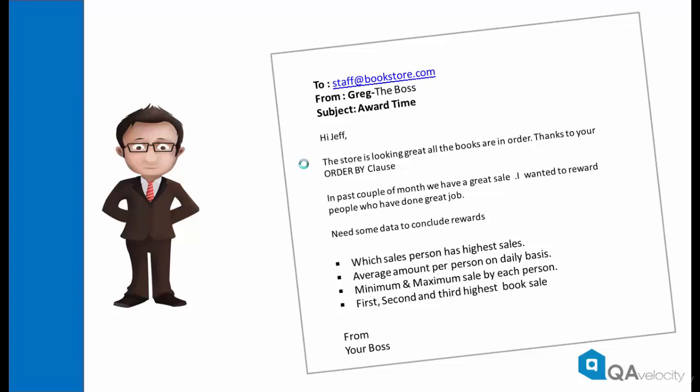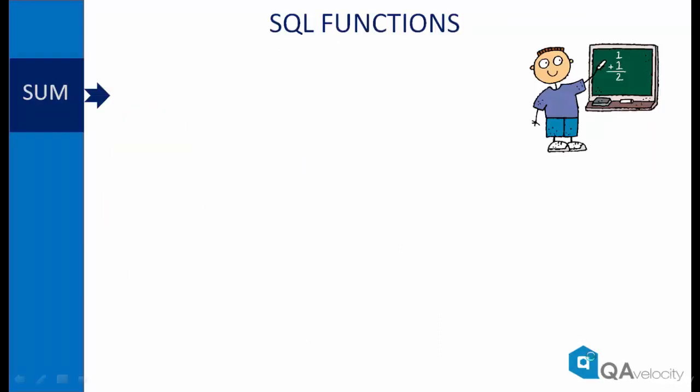Which salesperson has the highest sales? Average amount per person on a daily basis. Minimum and maximum sale by each person. And first, second and third highest book sales. This is the list that I want. So to answer the first question of Greg, Jeff needs the total sales amount of each person.